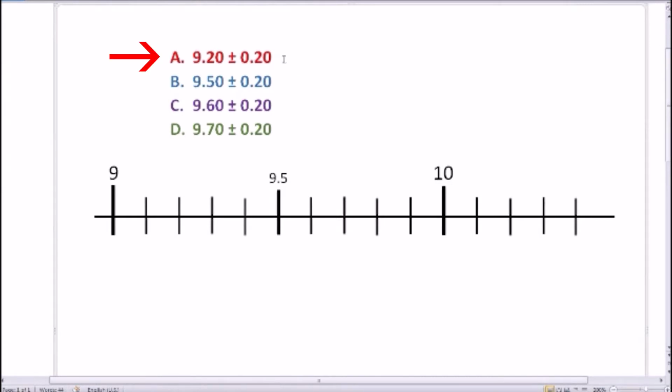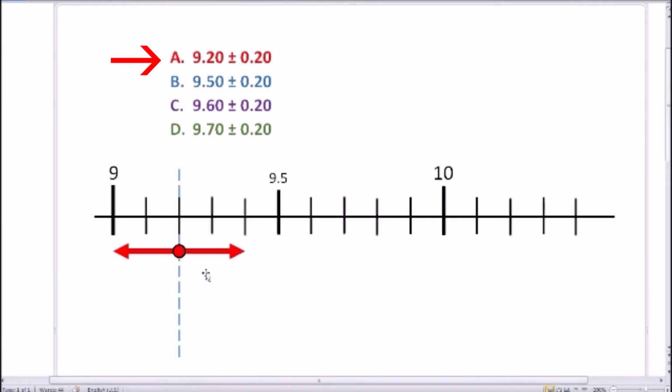So let's look at this first data point, 9.20 plus or minus 0.20. What does it mean when I write a value with its uncertainty like this? Well, it means that you're confident that the true value, whatever it is, is somewhere in this range, from 9.2 plus or minus 0.20. So when you write a value with its uncertainty, you're specifying a range of values.